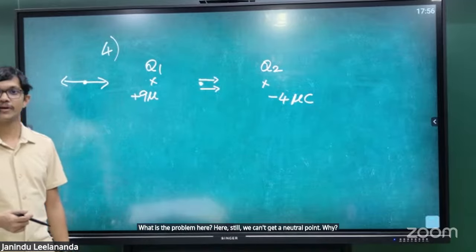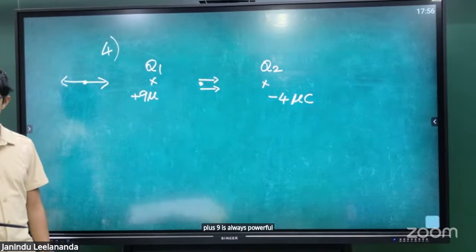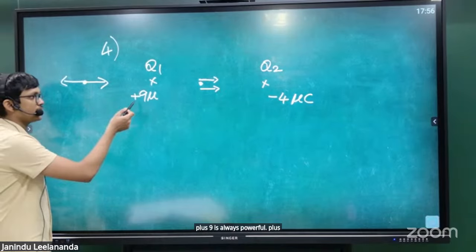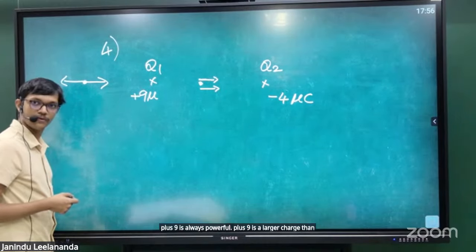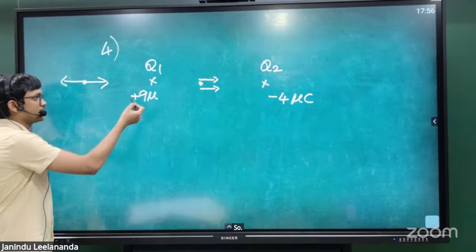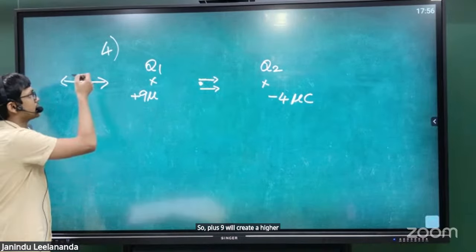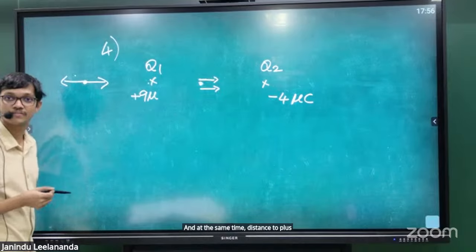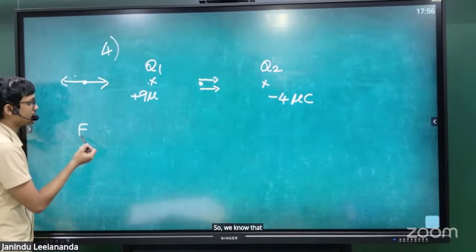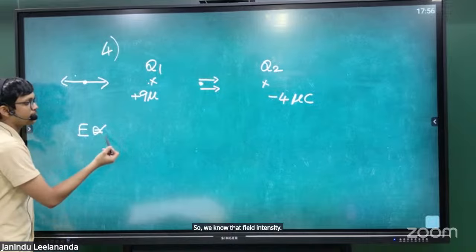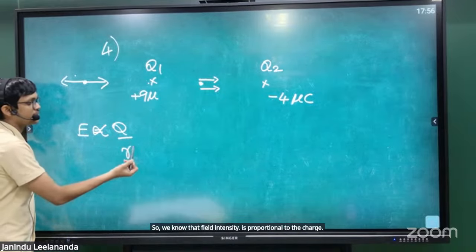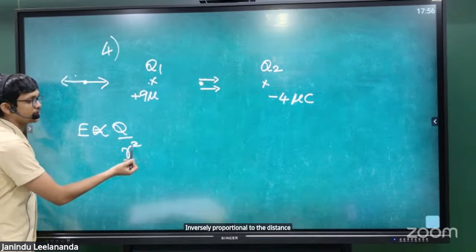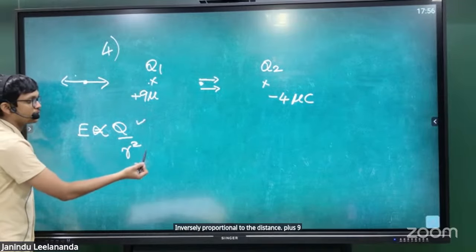Why? Plus 9 is always powerful. Plus 9 is a larger charge than minus 4, so plus 9 will create a higher field intensity here. And at the same time, the distance to plus 9 is lower. We know that field intensity is proportional to the charge, inversely proportional to the distance. Plus 9 is winning on both counts.